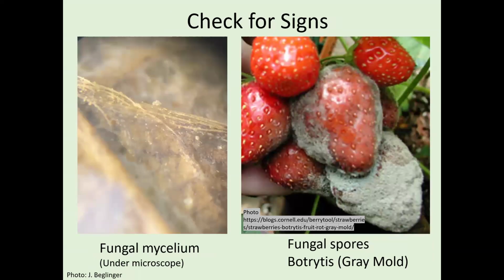And we're going to check for signs. If you have a hand lens or a magnifying glass, or if you bring it into the office, we can check the leaf under the microscope, and we can actually see the fungal mycelium growing on the leaves. Or, very obvious on the strawberries, you can see the gray mold. That is botrytis on strawberries. So that is a fungal disease.